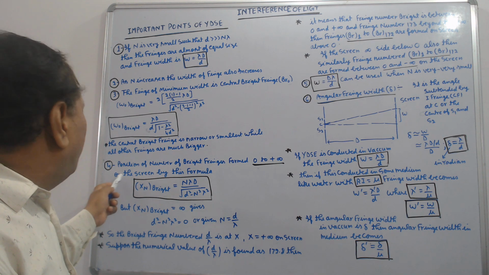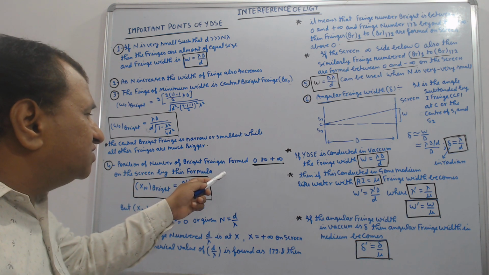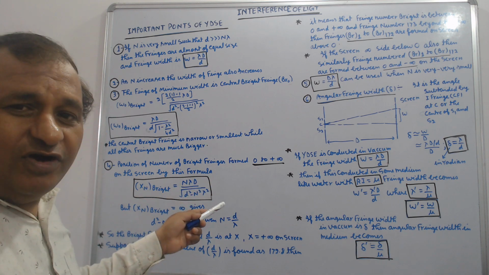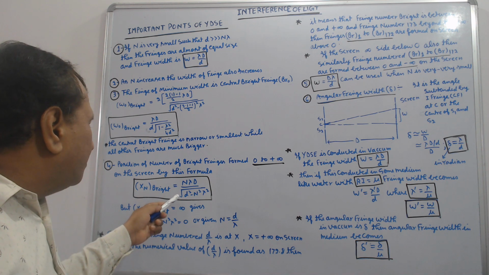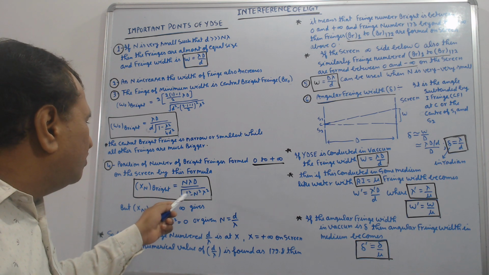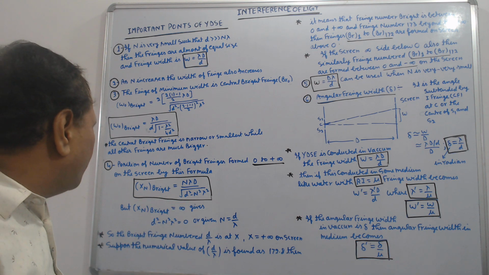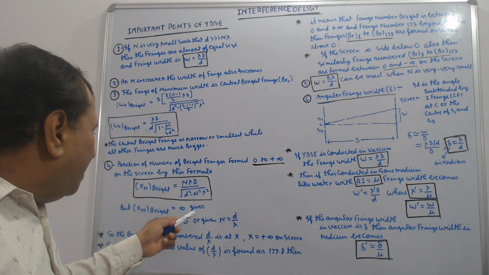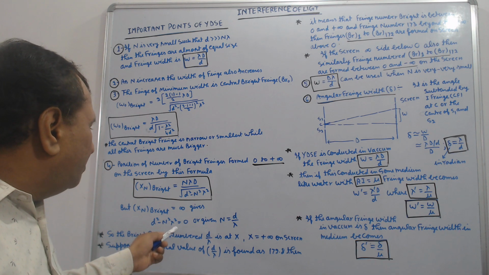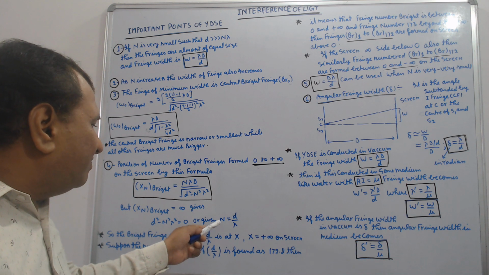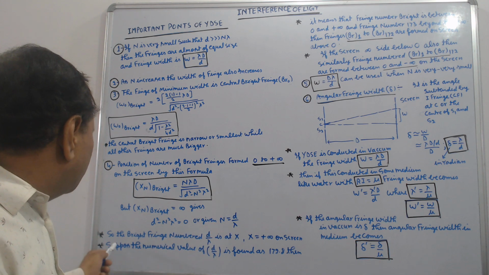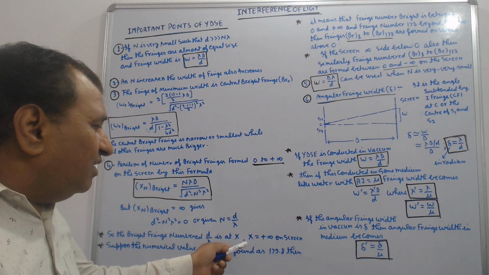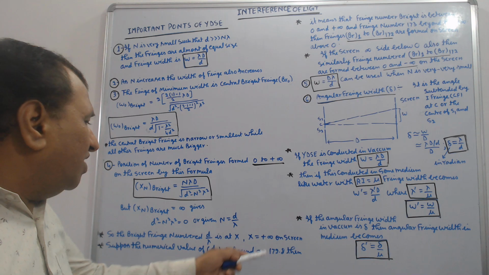Fourth point, the position of the number of bright fringes formed from 0 to plus infinity on the screen is given by the formula xn bright equal to capital N lambda capital D by root d square minus n square lambda square. But xn bright equal to infinite gives d square minus n square lambda square equal to 0, or capital N equal to small d by lambda. So the bright fringe numbered small d by lambda is at x equal to plus infinite on the screen.